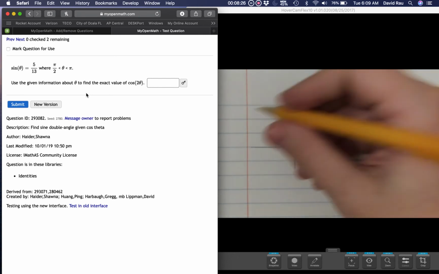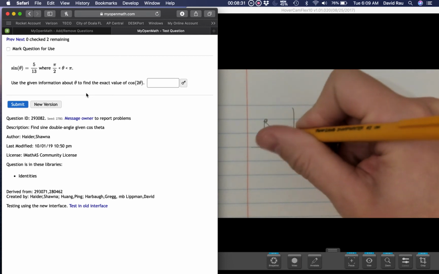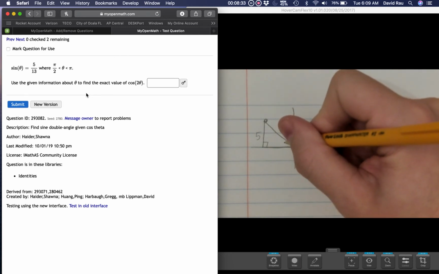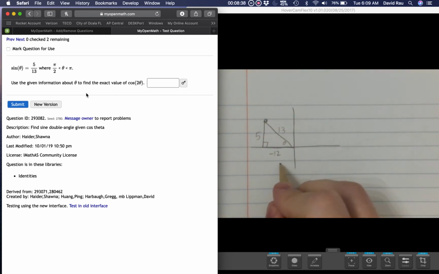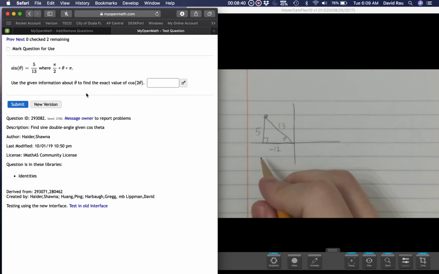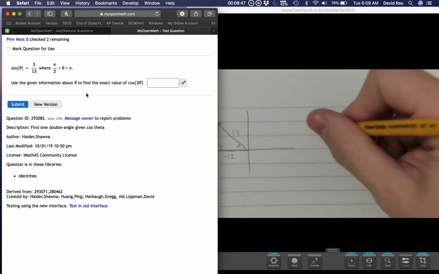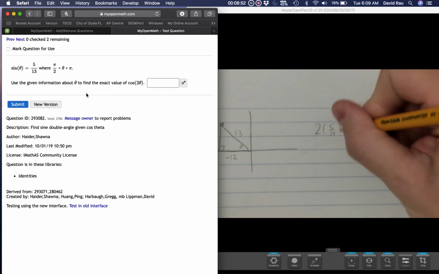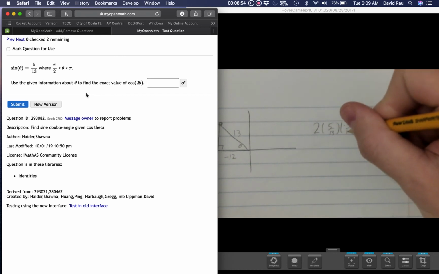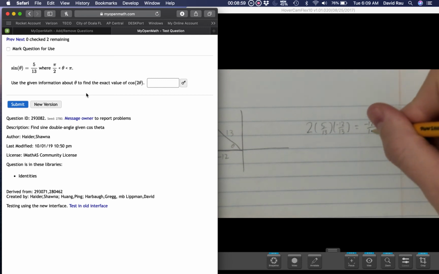And sine, if we read that as in quadrant 2, we have the opposite 5 over the hypotenuse 13, and we can Pythagorean theorem solve and get negative 12. Now, again, I'm going to find tangent. Actually, you know what? I'm going to find sine, cosine, and tangent. So sine of 2 theta would be 2 times sine, which is 5 over 13, times cosine, which is negative 12 over 13. When you solve that, that's going to end up being negative 120 over 169.